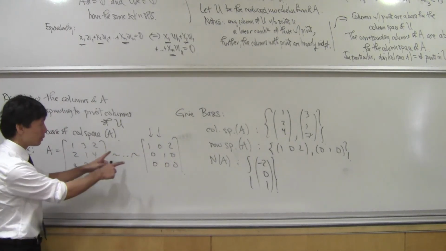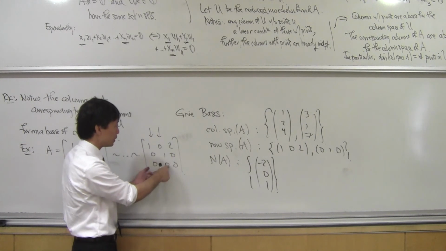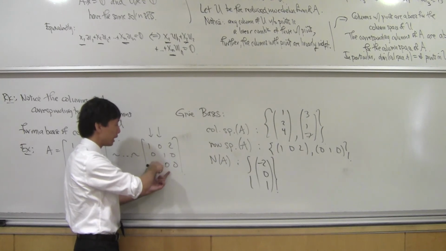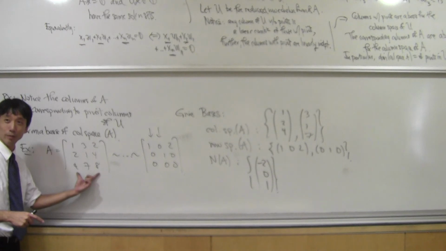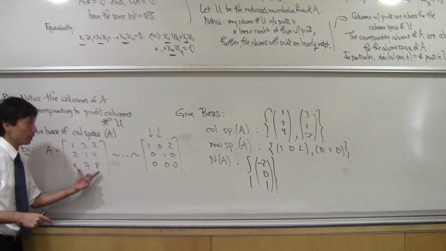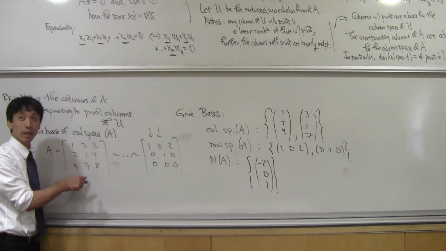Look at the column space over here. The column space is the span of the columns. The span of the columns here has 0 in the third variable. Over here, there's nothing that says that the third variable has to be 0. The column space of this matrix is not at all the same thing as the column space of the other.